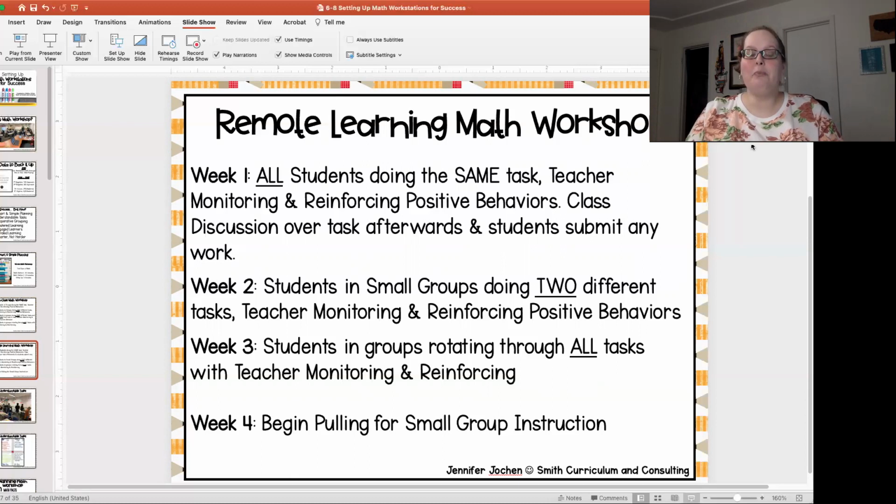During week 2, break students into small groups, doing 2 different tasks. For the first 20 minutes, they do one task, then they move on to the other task. The benefit on something like Zoom, using an online learning management software, is that you can break students into small groups. And you can push into each of the small groups and listen to what they're doing and reinforce those positive behaviors. Now, during this time, you'd be like, well, how do my students collaborate?